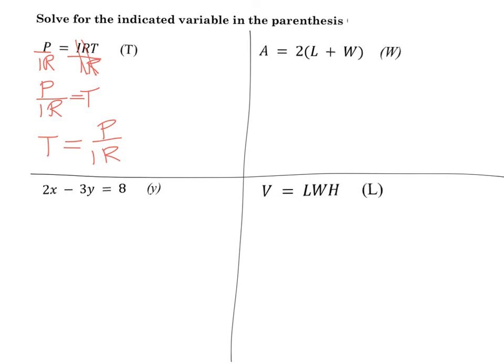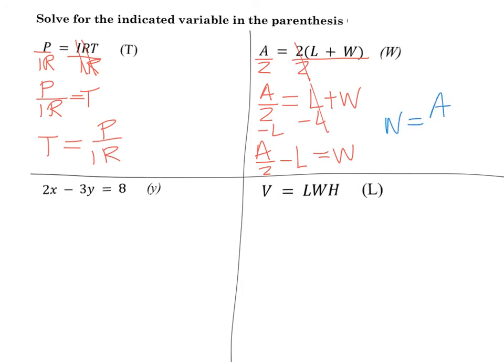For the second one, we've got A equals 2 times L plus W, and we're solving it for W. To get rid of the 2, I'm just going to divide. So I get A over 2 equals L plus W. And then I just need to subtract the L. So I end up with A over 2 minus L equals W. And then, of course, I'm just going to flip that around. W equals A over 2 minus L.